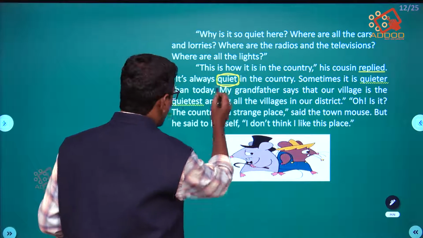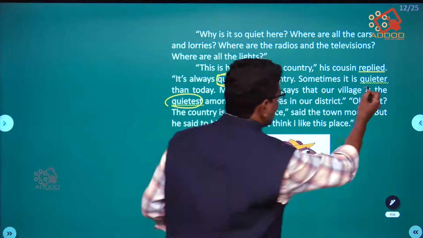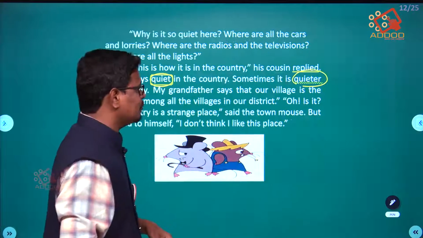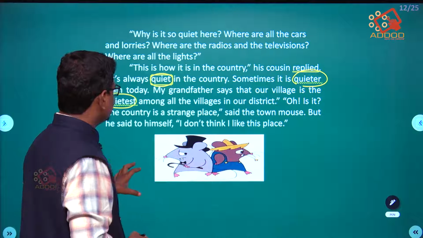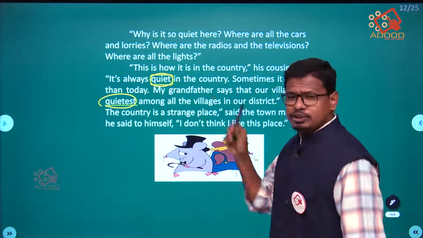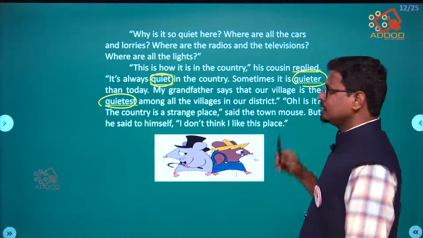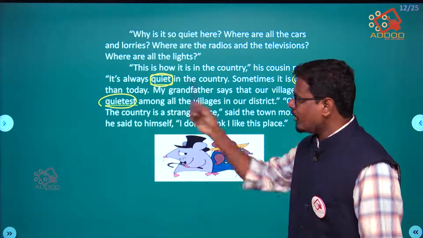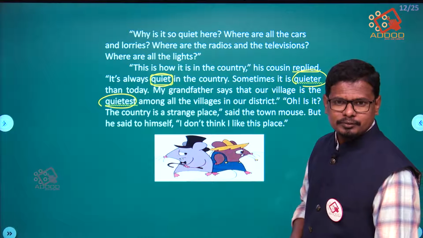So you see here: quiet, quieter, quietest. I have underlined them. Quiet is the positive degree, quieter is the comparative degree, and quietest is the superlative degree.